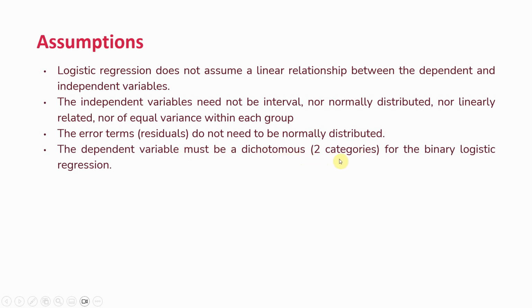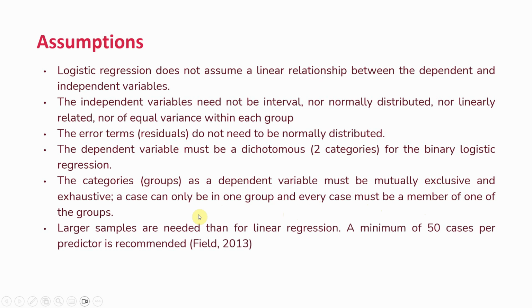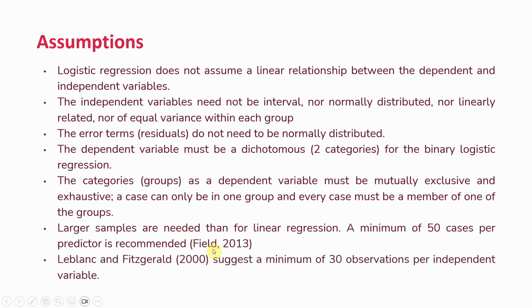This is binary logistic regression. The categories or groups of the dependent variable must be mutually exclusive and exhaustive. A case can only be in one group, and every case must be a member of one of the groups. Larger samples are needed than for linear regression. A minimum of 50 cases per predictor is recommended by the field, or Leblanc and Fitzgerald suggested a minimum of 30 observations per independent variable.